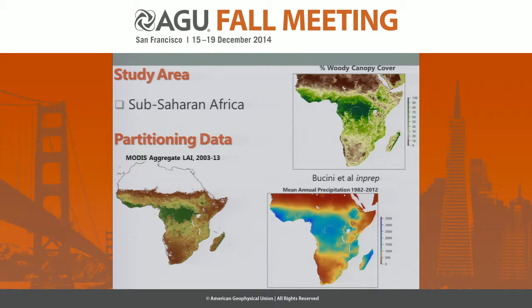Our study area, as I mentioned, is Sub Saharan Africa. And we are using MODIS leaf area index, and in this case, during my talk, I'll be referring to it as aggregate leaf area index, for 2001 to 2013, and a percentage woody canopy cover component that is in prep by Buccini et al. And then we are using mean annual precipitation, and I analyzed data for 1982 to 2012.